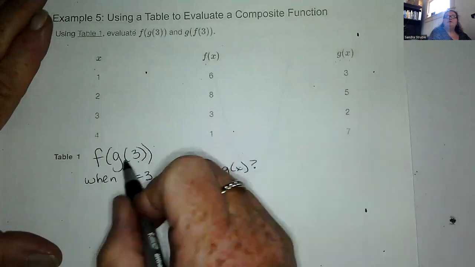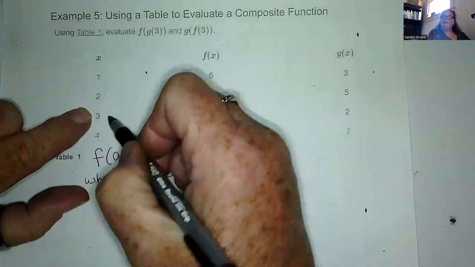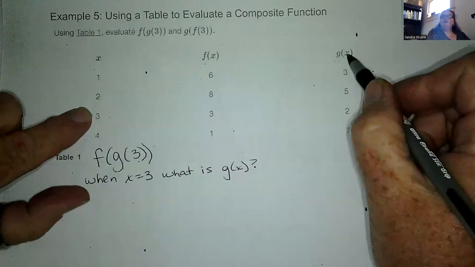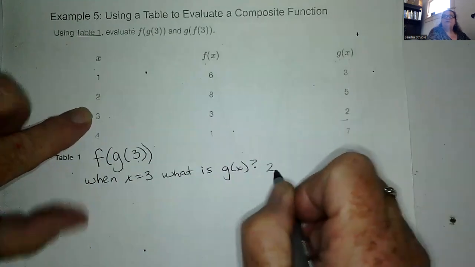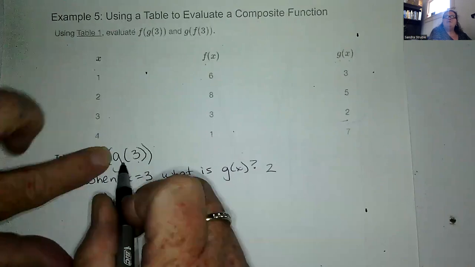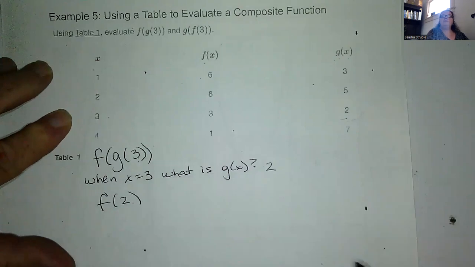So right now I'm just dealing with the g of 3. When x is 3, come over here to my x column, what is my function g? It's 2. So that means, if g of 3 is 2, now I'm dealing with f of 2.